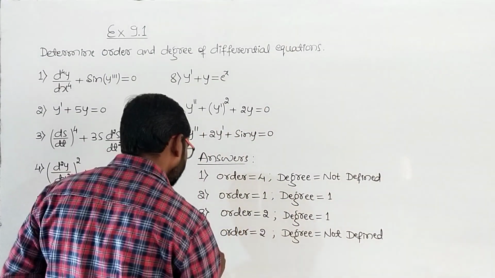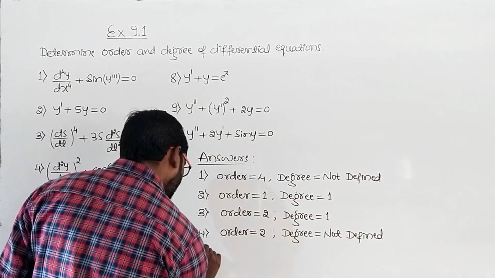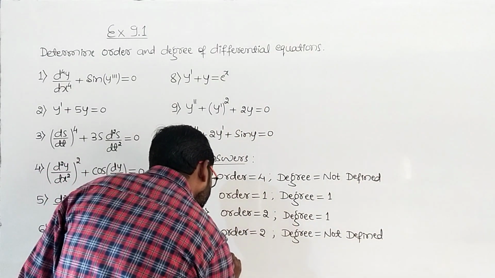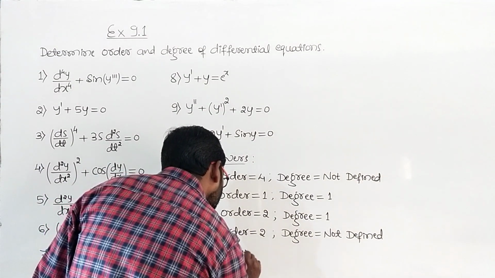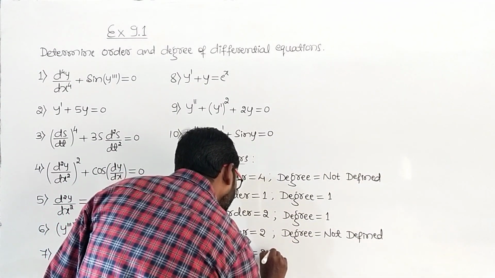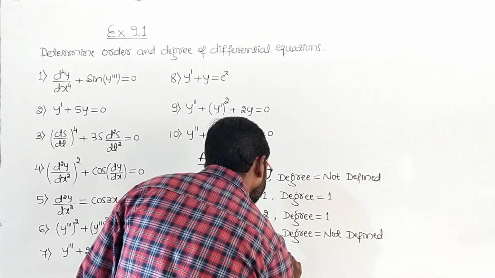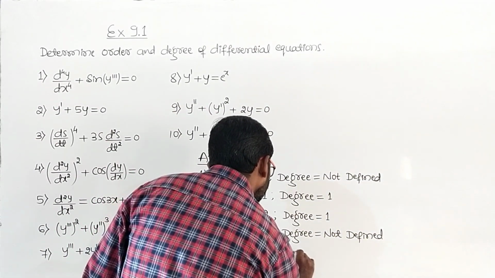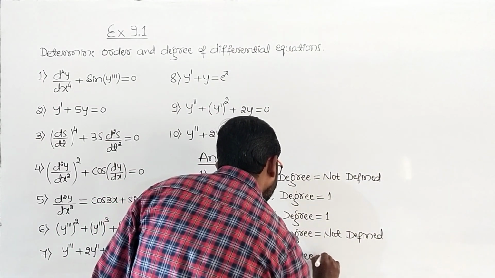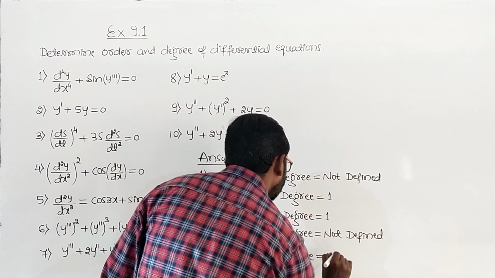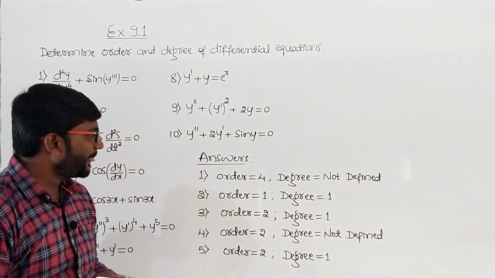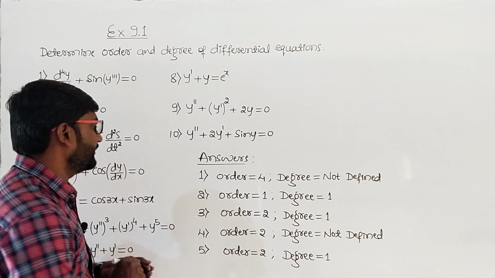The fifth answer: order 2, degree 1. So note down this and then we'll write the remaining 5.